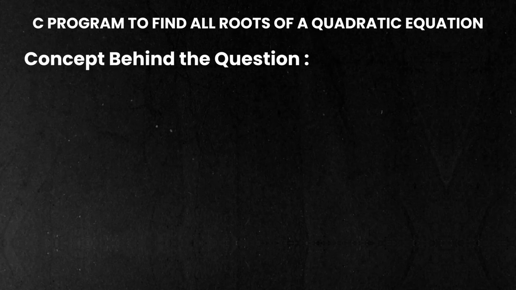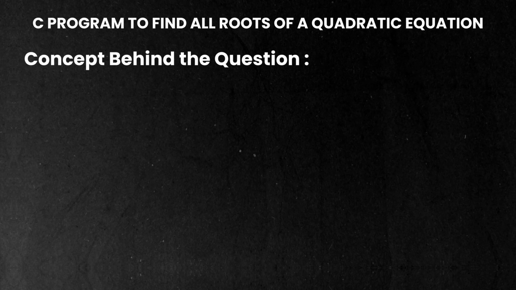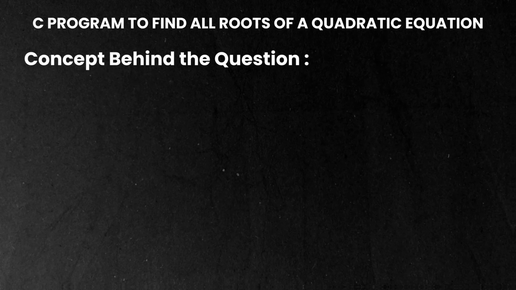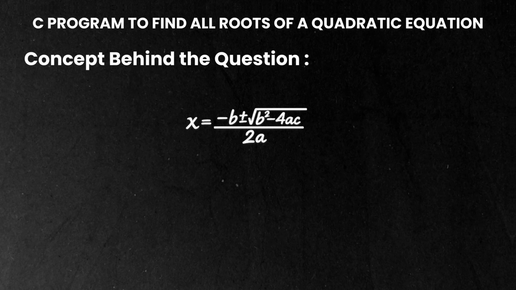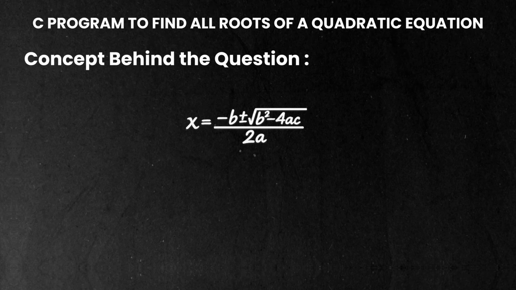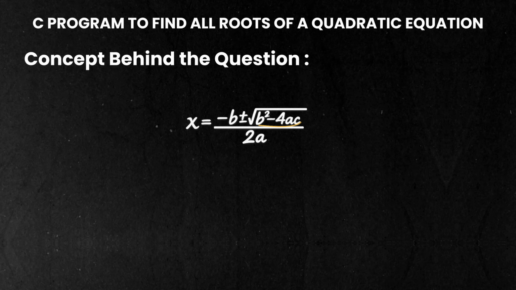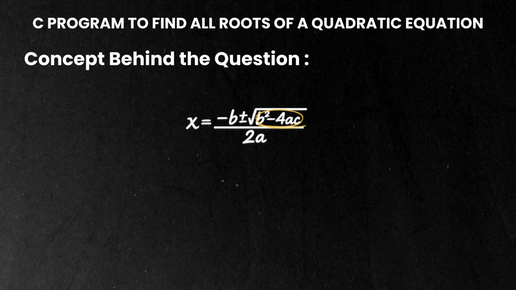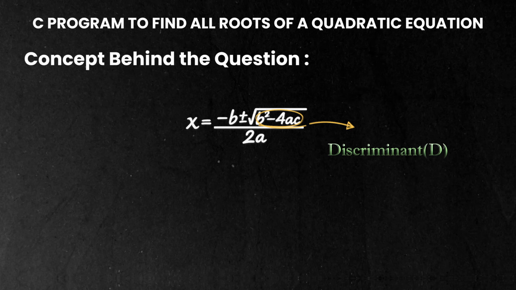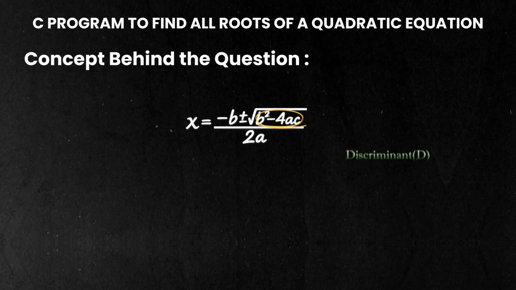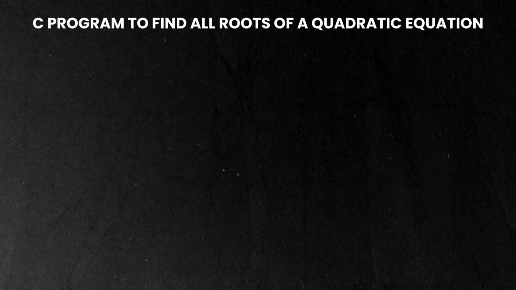Now let us understand the concept behind the question. Every quadratic equation has two roots. To calculate them, mathematics gives us the quadratic formula, that is x = (-b ± √(b² - 4ac)) / 2a. Now look carefully. Inside the square root, b² - 4ac decides what kind of roots the equation has. This is called the discriminant. We represent it by d, so d = b² - 4ac. Before finding the roots, the computer first calculates d.